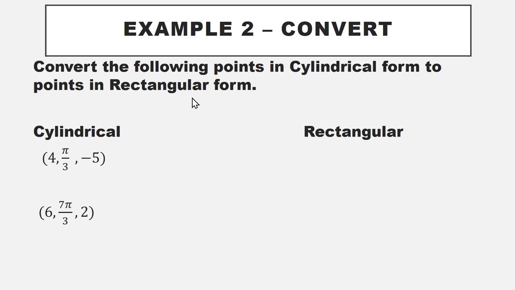So now let's do conversions in the other direction. Let's say we have cylindrical points of (4, pi over 3, negative 5), and also (6, 7 pi over 3, 2). And let's convert those to rectangular form.